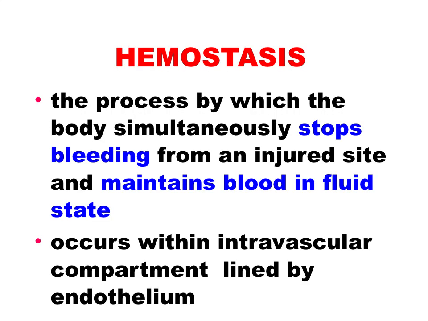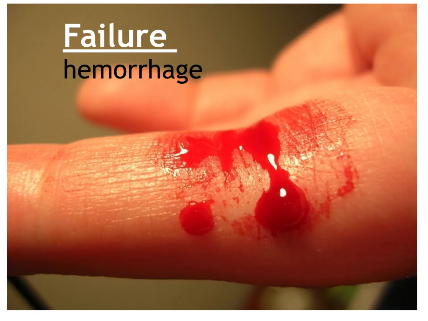Hello everyone. For this session, we'll be talking about hemostasis and hemostatic disorders. First, let us define what hemostasis is. This is actually the process by which the body will simultaneously stop bleeding from an injured site or an injury, and at the same time, it will maintain blood in the fluid state. This process occurs within the intravascular compartment or within blood vessels, which we all know is lined by endothelium.